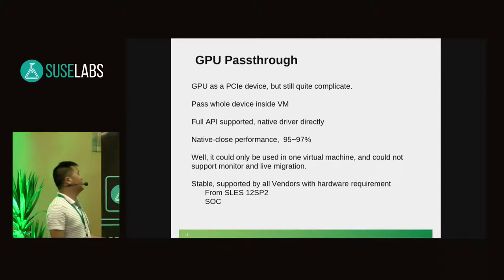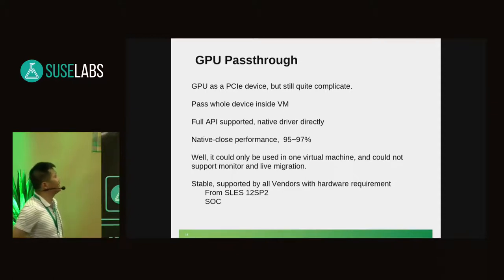Of course, it has a bad part. As with other PCI devices, as you all know, it can only be used in one machine. If you want to use it in this machine, you need to unbind it from the host side and then pass it through inside the VM. Then if you run another VM, because virtualization lets you run multiple VMs, you need to unbind it and bind it again. It also involves some virtualization, which makes things very tricky for this one.